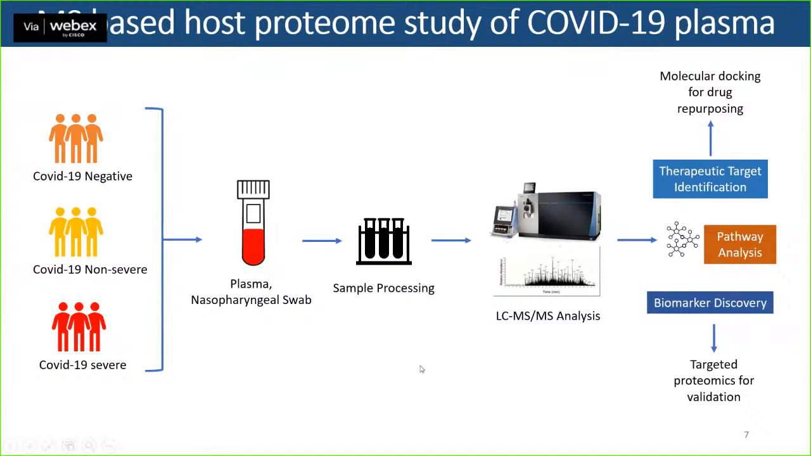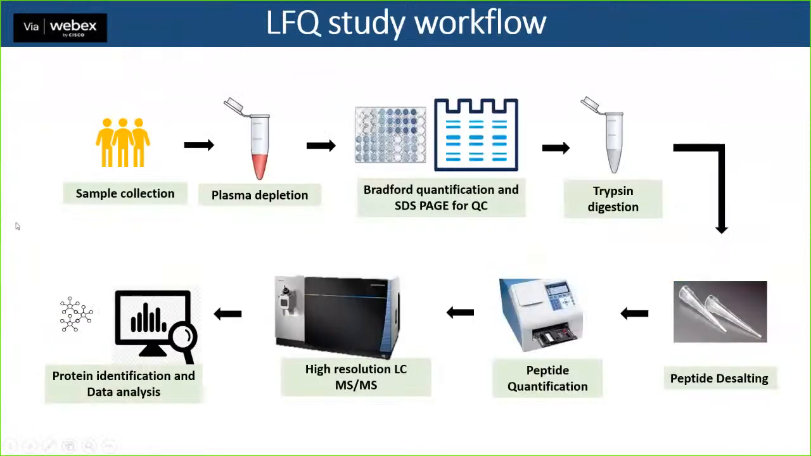So the major steps involved in the sample preparation for the mass spec analysis are that the sample is collected, and in case of plasma, that is what we are discussing today, the plasma is first depleted with the use of special depletion columns, and then the sample is run on an SDS-PAGE gel to check for the quality. After which the proteins are digested using trypsin, and once the digestion is done, the peptides are desalted and made ready for a run on a LC-MS platform.